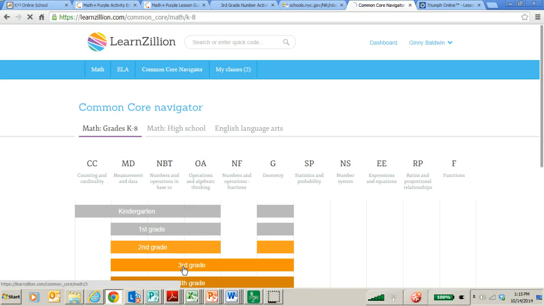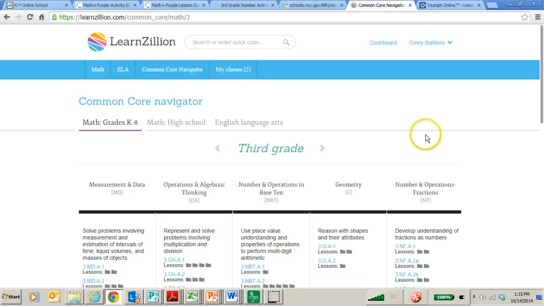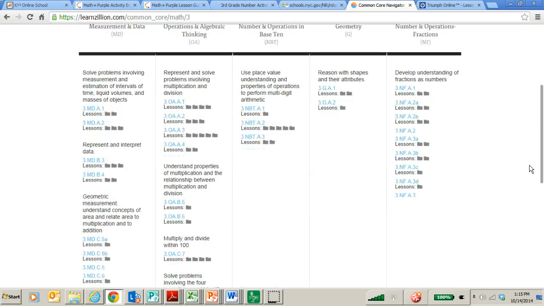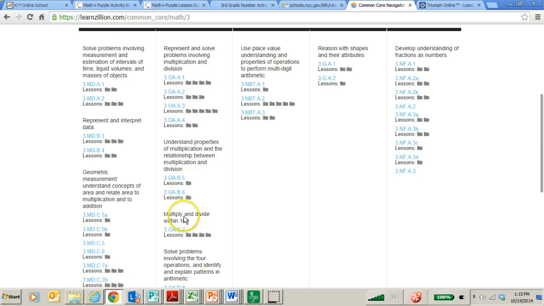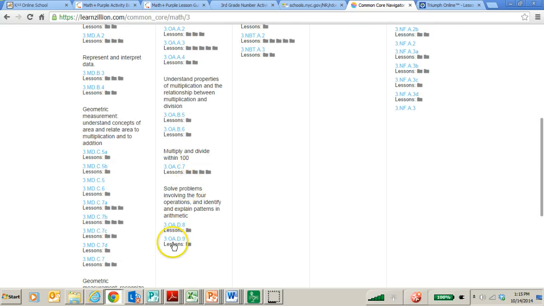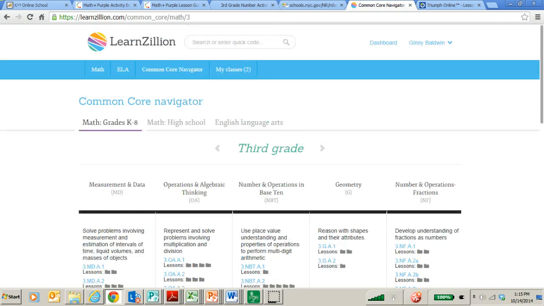So click on 3rd grade, go to Operations and Algebraic Thinking, and you can see that all of these standards focus on multiplication and division, and every single one of these folders has a series of multiple videos for your student to watch. Right here are the problem-solving ones that we haven't quite gotten into because this is more with patterns. So focus from 3OA7 and all the way up, and all of these will focus on multiplication and division.